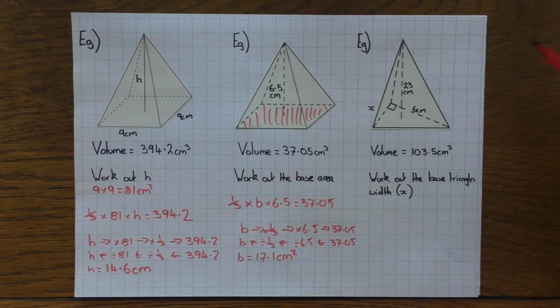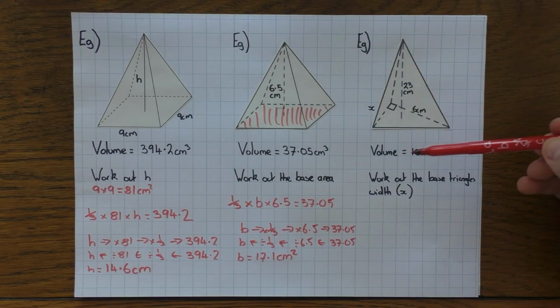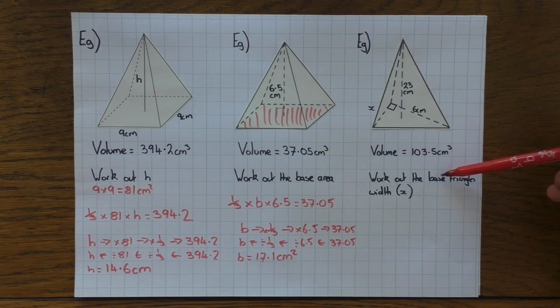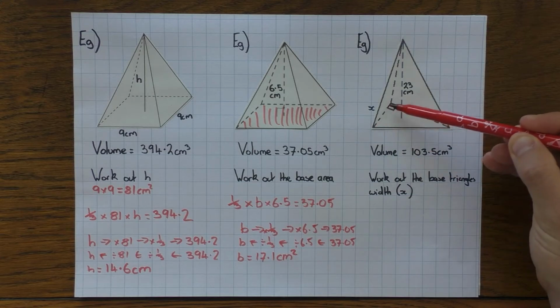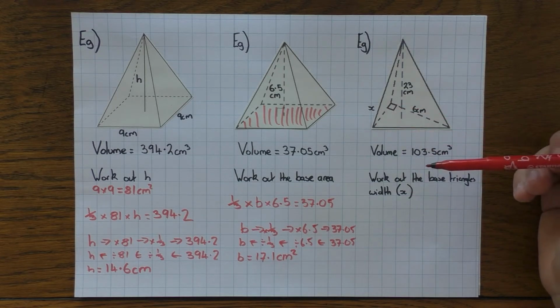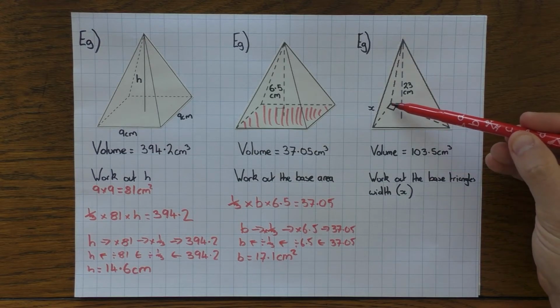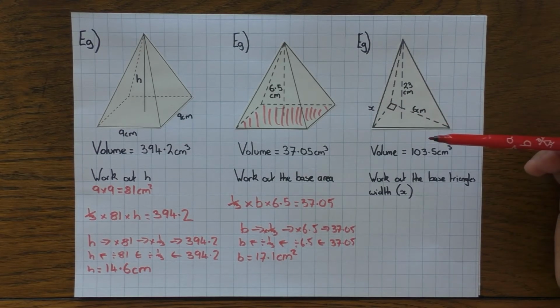Okay, and finally we have our little right-angled triangle pyramid again. And this time it wants you to work out the base triangle's width. So of the triangle at the base, it wants you to work out this base bit here, which is x. Okay, so I'm not going to jump straight to that. We're going to use our formula, and we're going to work out the area of the base first, which will give us the area of that triangle, and then we'll go backwards and work out the x.